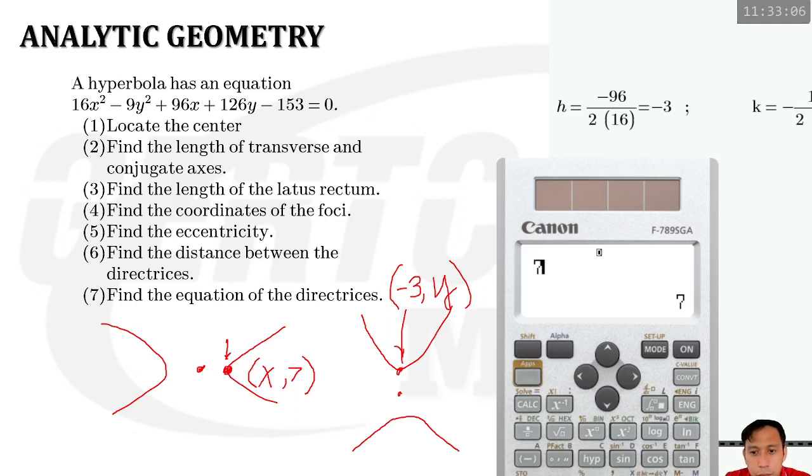Could be 7 plus something, 7 plus 5, let's say, no? I don't know. And it gives me 11. It gives me 11 here. So it means the upper vertex is at negative 3, 11. The upper vertex is at negative 3, 11.